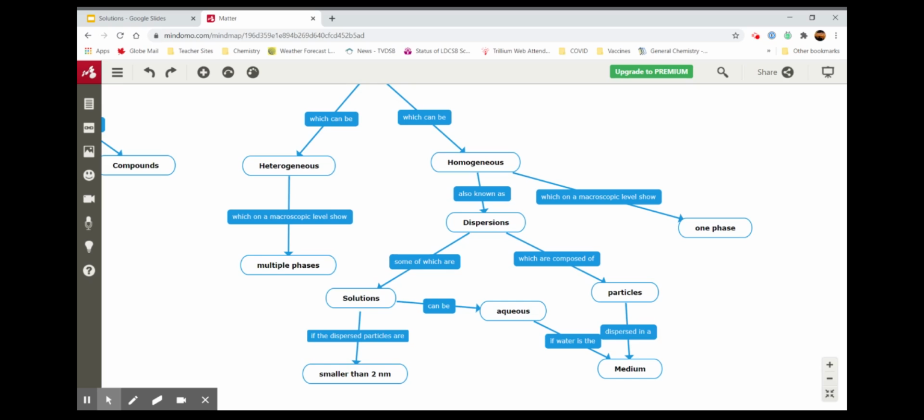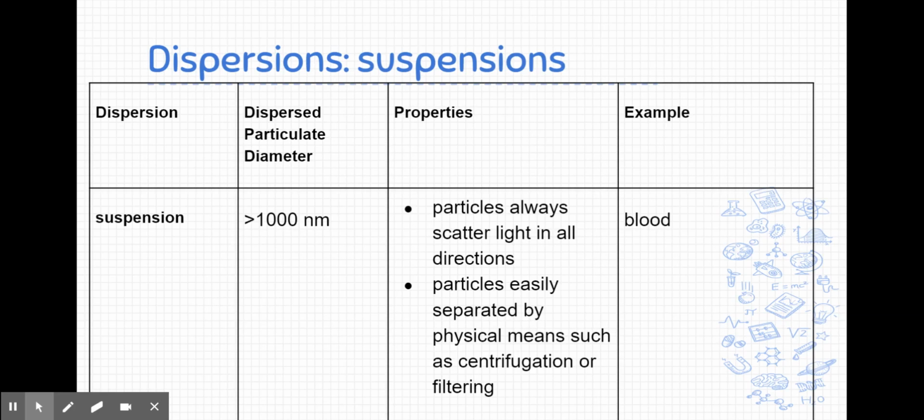Let's now go and look at different types of dispersions in more detail. To review, dispersions are homogeneous mixtures. Dispersions are classified based upon the size of the dispersed particle. We're going to go through those different classifications from large dispersed particles to small dispersed particles. At the larger end, we have suspensions. Suspensions are where we have very large dispersed particles, greater than 1,000 nanometers.